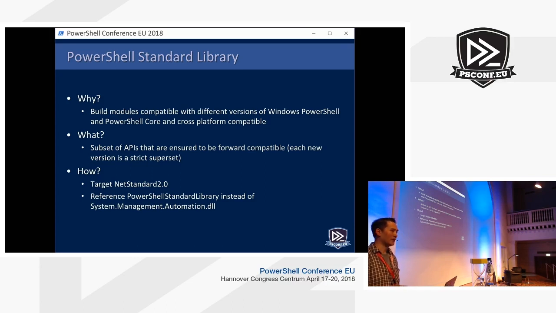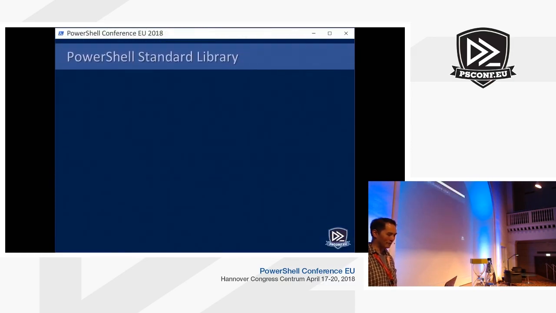And what it is really, is a subset of all the APIs that we expose in the System Management Automation assembly. So, to simplify it, if you're a module author today, what you would do is instead of targeting a specific .NET Framework or .NET Core, you would target .NET Standard 2.0, and then you would actually reference PowerShell Standard Library instead of SMA. So I have some diagrams here to give you a visual representation, hopefully a better understanding of what PowerShell Standard actually is.